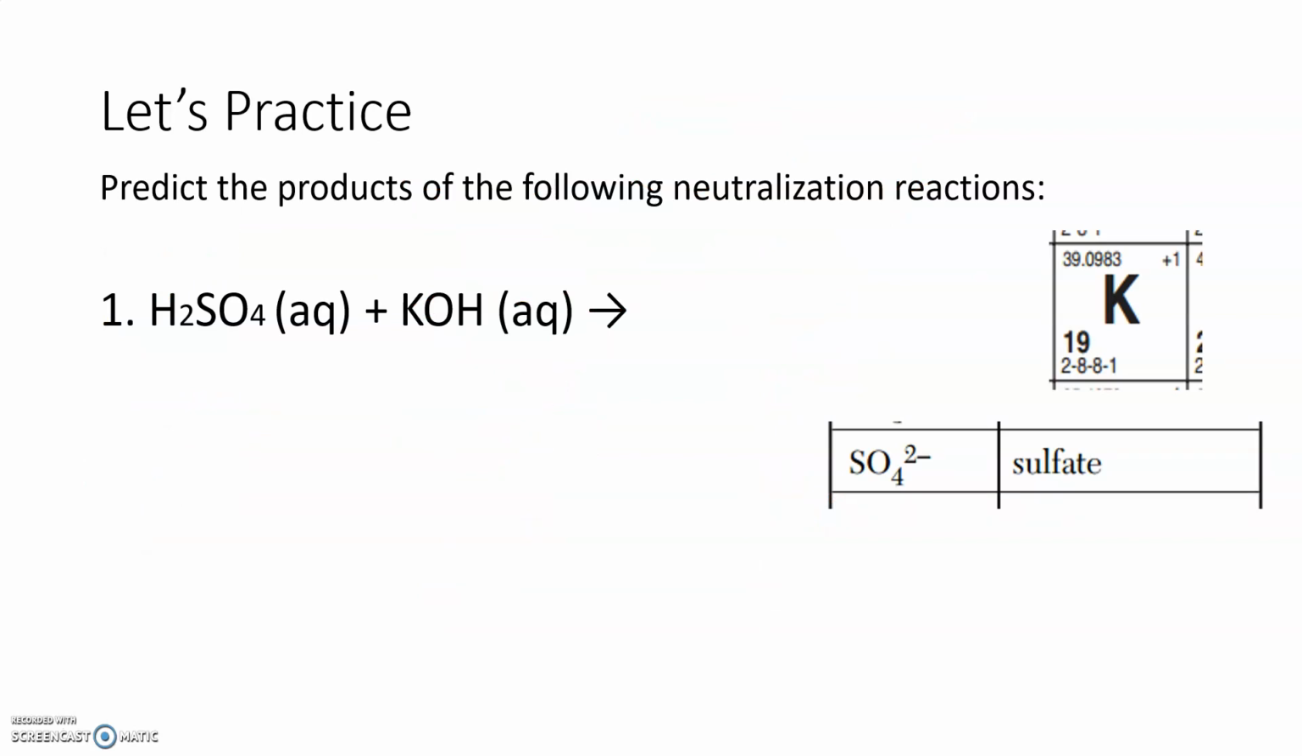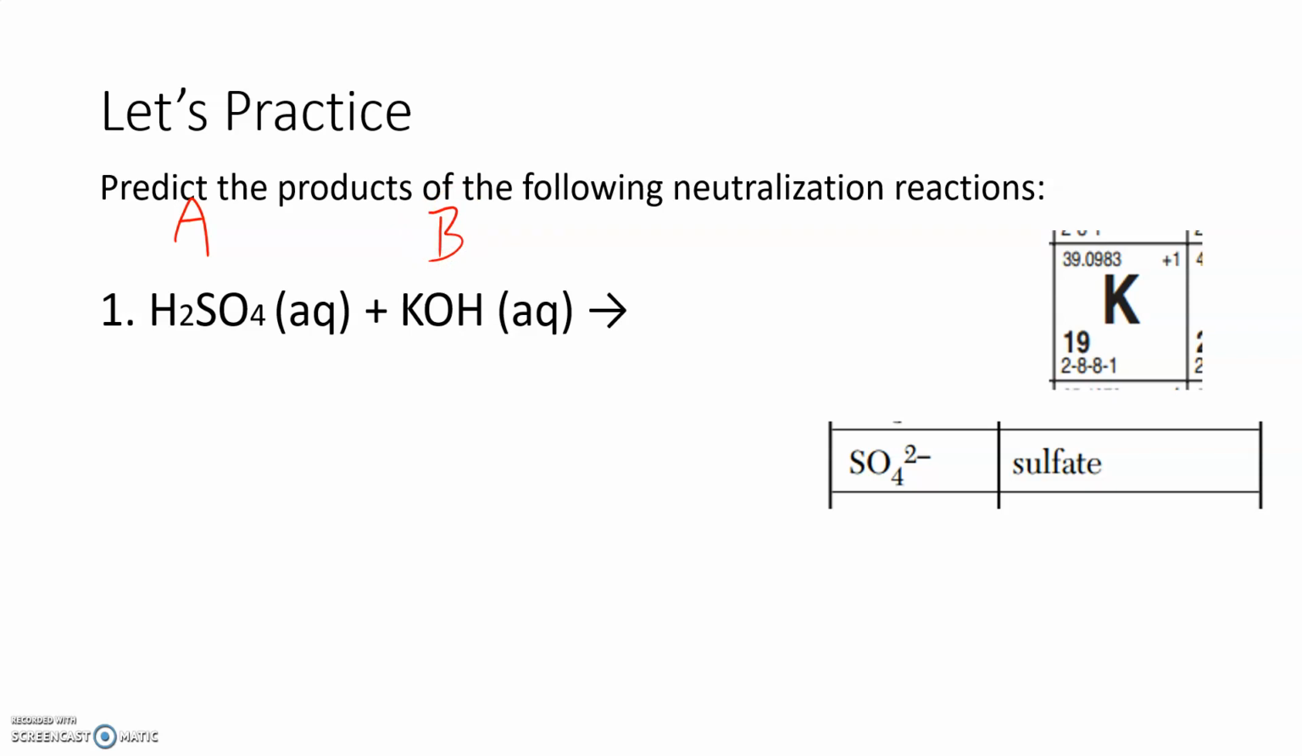All right, so let's try another one. This one's a little bit more tricky, and then we'll try one more. And then you will practice. So, all right, I want to predict the products of this neutralization reaction. All right, so I usually take a second and then I just identify the acid and the base. Don't always assume the acid comes first. That's my acid, starts with H. This is my base, ends with OH, and K is a metal.